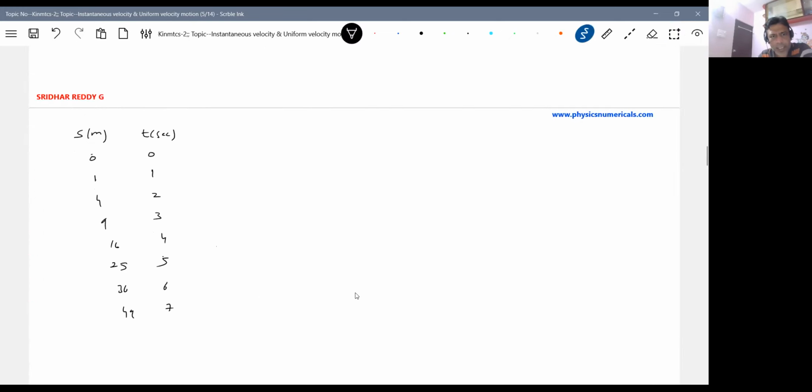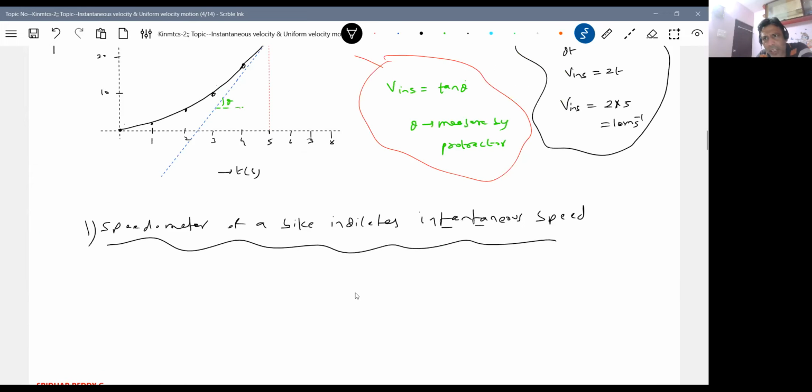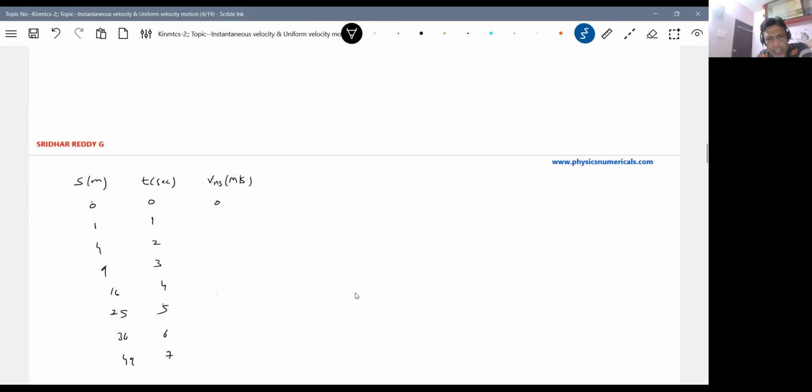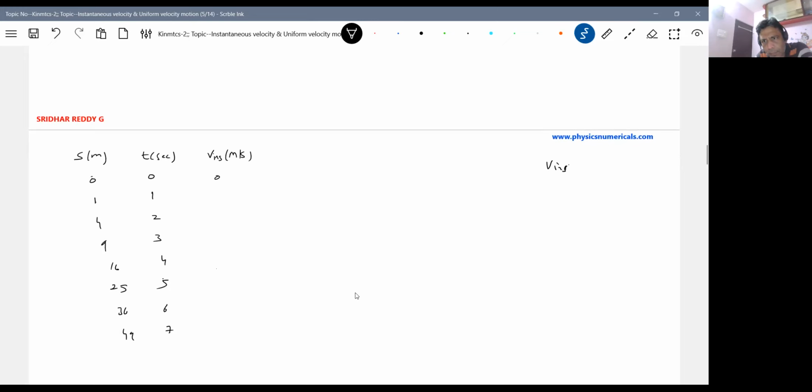This is the one thing. Okay, now again, what is the speed? V instantaneous, or you can also write only V at t equals 0. So what is the formula? V is equal to 2t, no? So how much here will it be? 2, 4, 6, 8, 10, 12, 14. This will be much easier.